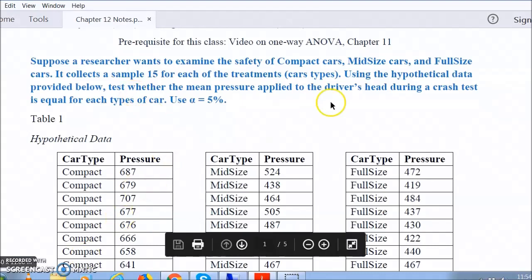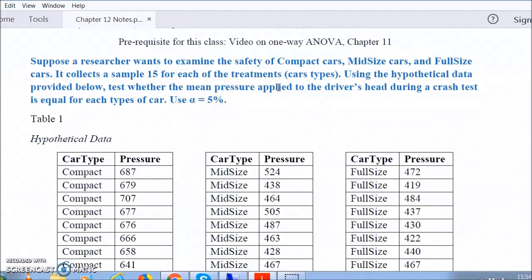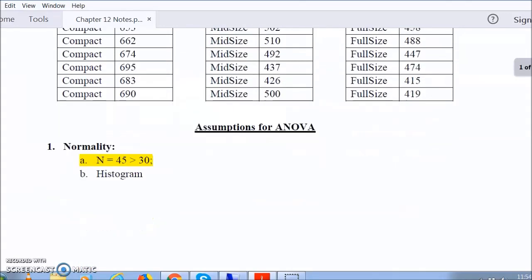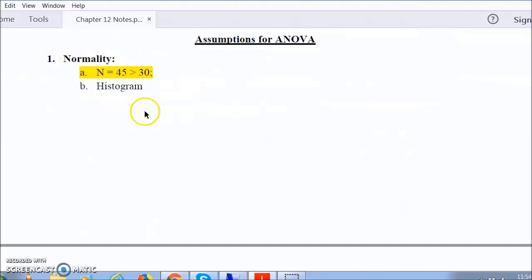We have the hypothetical data below because we are looking at the pressure applied. What is the level of significance the researcher is choosing? It is 5% or 0.05. Remember how chapter 7 talked about how you have to choose your level of significance before you begin your study. So this is the data that I have. Once again, we are coming back to the assumptions for ANOVA. We talk about our n. Our n is 45. That means it is greater than 30, which is basically the assumption for normality.